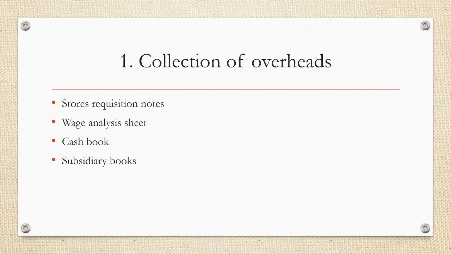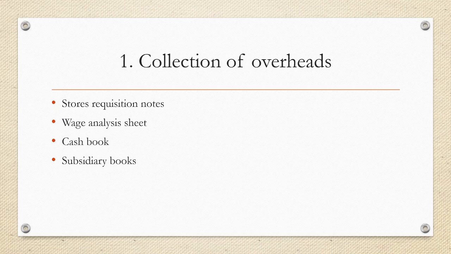Now from various sources we get information about these indirect cost incurred by the organization. The first one is the stores requisition notes, which helps us in finding out about the indirect materials which is issued from the stores. Now similarly, wage analysis sheet gives us information about the wages paid to the indirect workers. And then the cash book gives us information about all other expenses which are paid in cash. And then we have the subsidiary books which are maintained in the organization, which helps us to find out non-cash items like depreciation or interest on capital, etc., which are incurred in the organization.